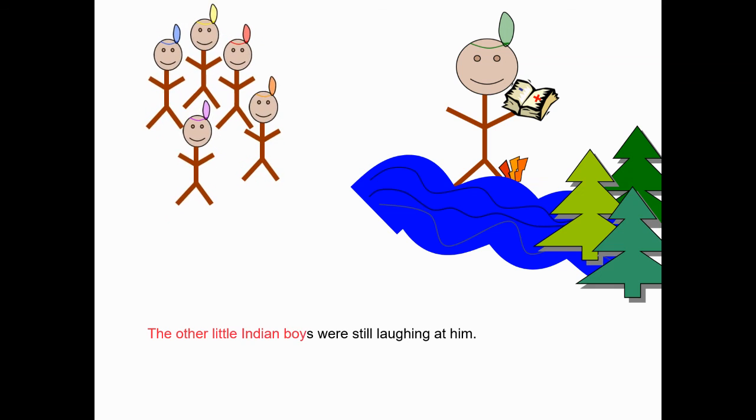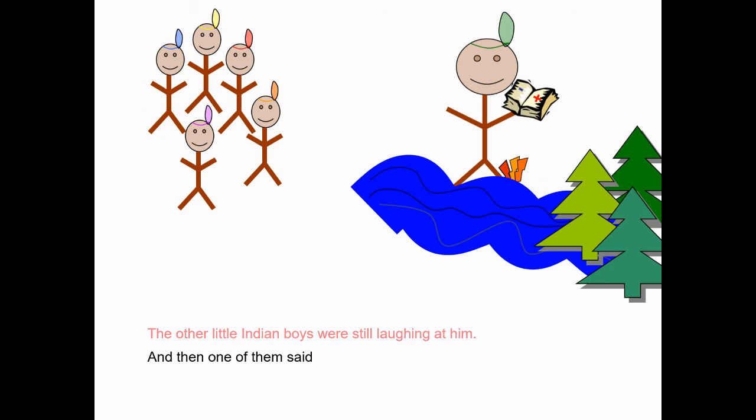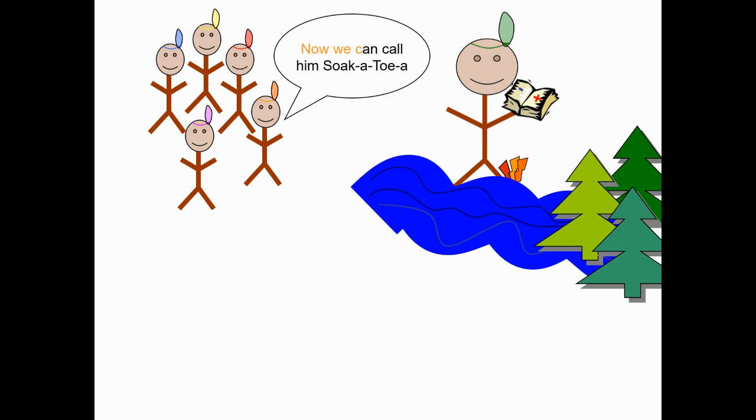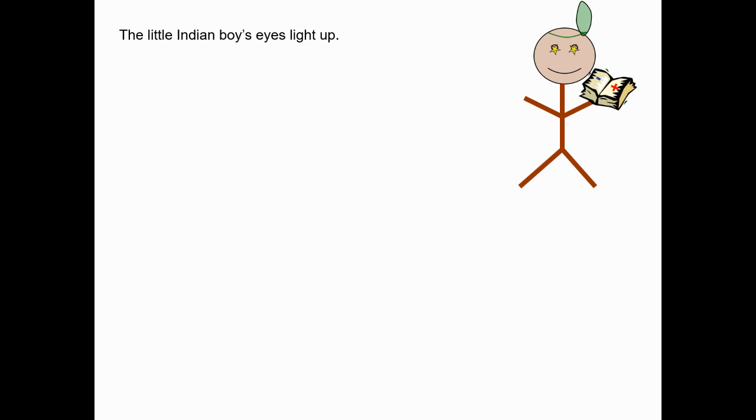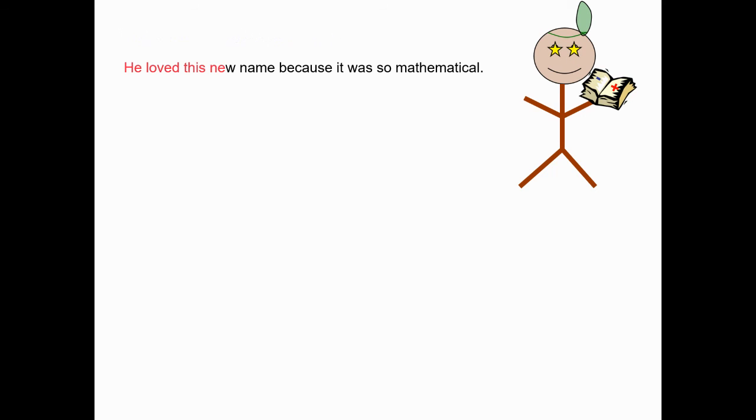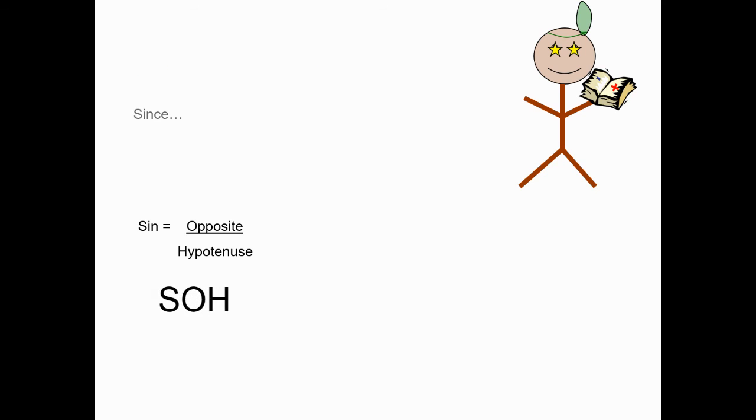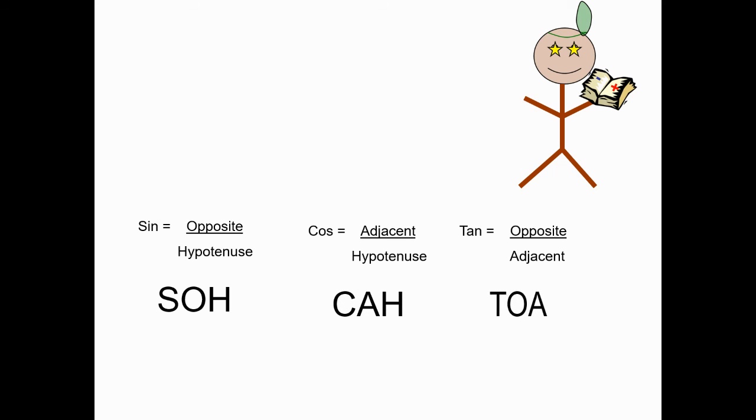The other little Indian boys were still laughing at him. And one of them said, "Now we can call him Sohcahtoa." The little Indian boy's eyes light up. He loved his new name because it was so mathematical. Since sine equals opposite over hypotenuse, cosine equals adjacent over hypotenuse, and tangent equals opposite over adjacent. So that's where we get Sohcahtoa from.